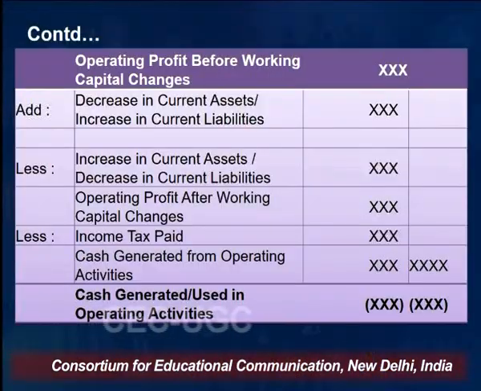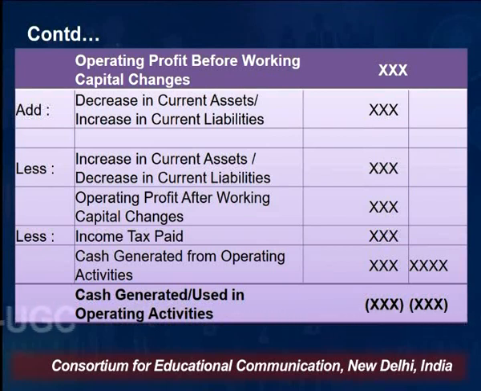So at the very outset, what is the first step? Take up the profit before tax, then nullify the impact of non-cash, non-operating items. Once it is over, you will have to work out the impact of working capital changes. That is why we are calling it now operating profit before working capital changes. Now remember, working capital also belongs to operations, which means current asset and current liability. Current asset includes your debtors, your bills receivable, your cash, whereas your current liability includes bills payable, creditors and all.